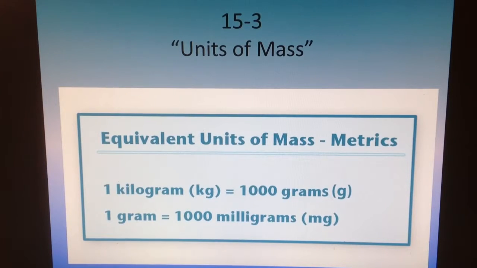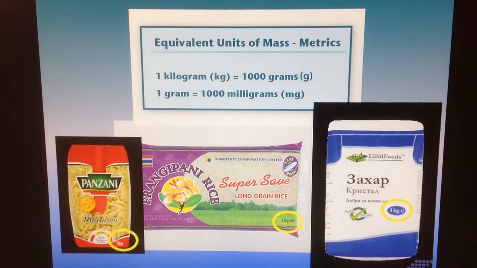Now even a teeny tiny little gram can be broken down into smaller parts. 1 gram equals 1,000 milligrams. And you might have heard about milligrams on medicine, that kind of stuff. So just to give you an idea of some weights here, I have noodles and rice and something else in Russian that all weigh 1 kilogram or have a mass of 1 kilogram. These are foods from other countries because we don't measure foods in metric in America.